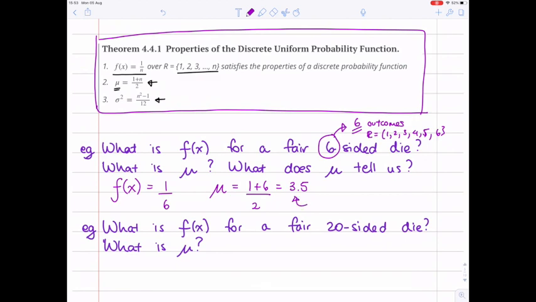So we might be wondering, what does this 3.5 tell us? Well, remember, mu is the expected value, or the mean, or possibly even the average, if that's how you want to think about it. So this says if you roll a fair six-sided dice many, many times, and you take the average of the outcomes that you get, the average that you'll get would be 3.5.